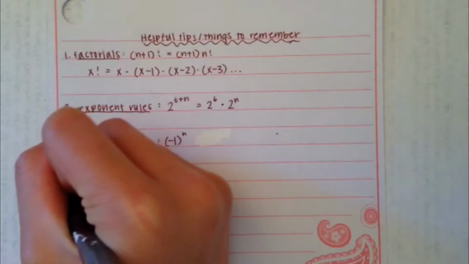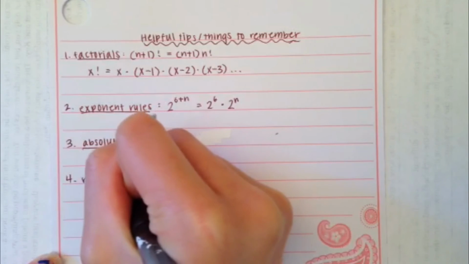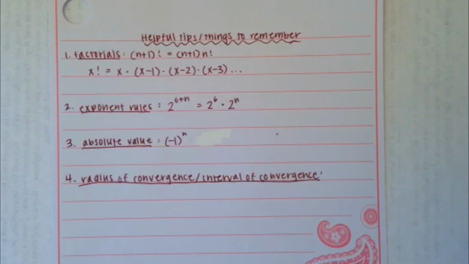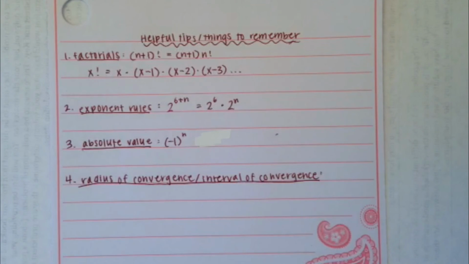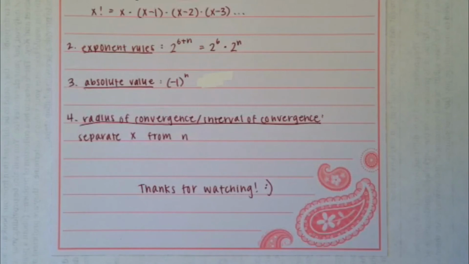If you're finding the radius of convergence or interval of convergence, or if you have an x, then you should separate the x from the n values to make things easier. In conclusion, the ratio test is a really simple and easy test that you can use to determine convergence and divergence.